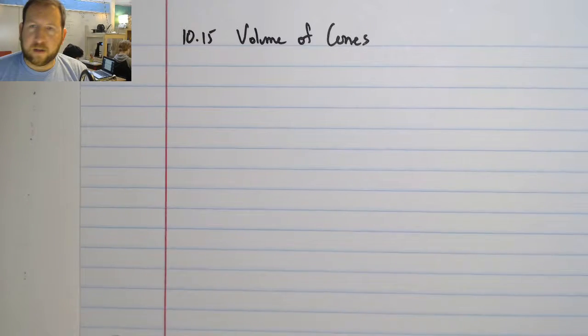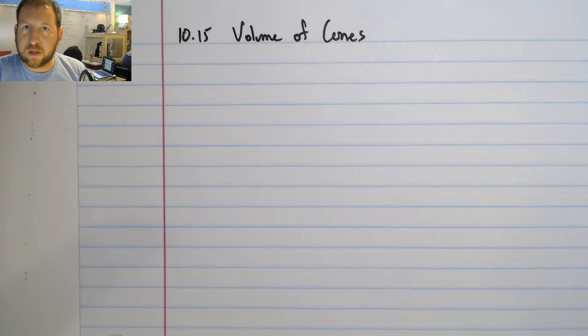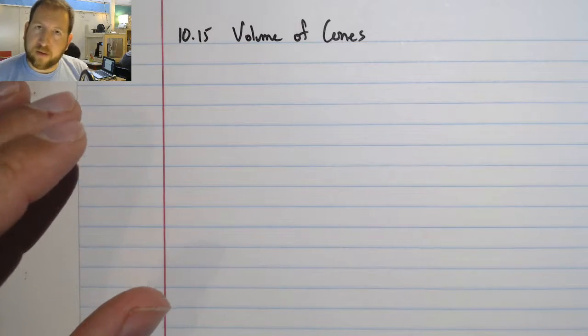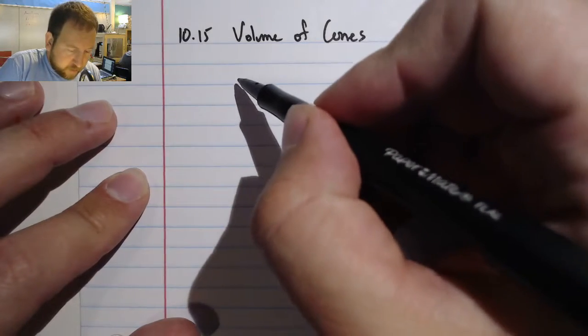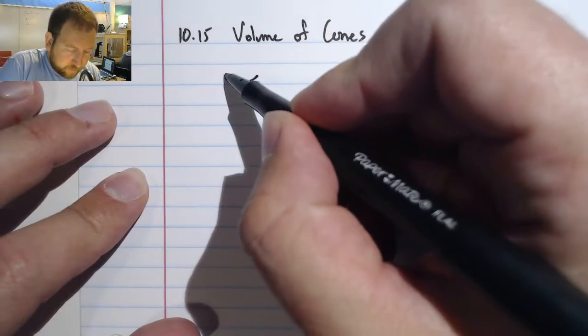Alright, I want to talk about section 10.15. This time we're going to be talking about volume of cones. There's some interesting connections between our cones and our pyramids, and we'll see how that works in our formula. First, remember that the cone is this ice cream shape.